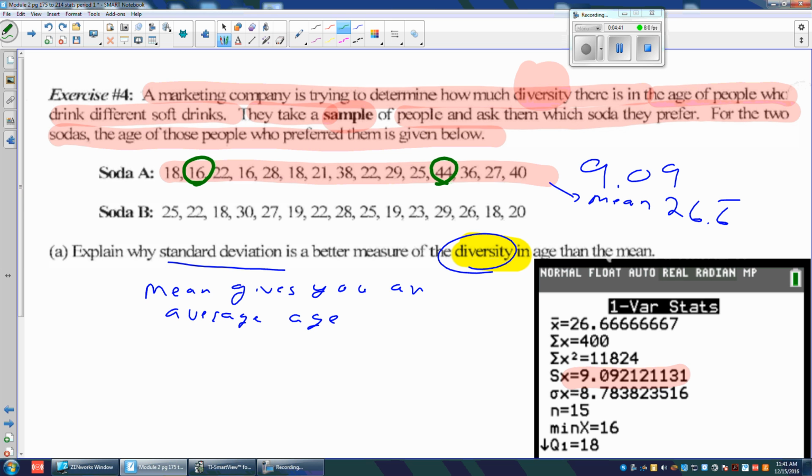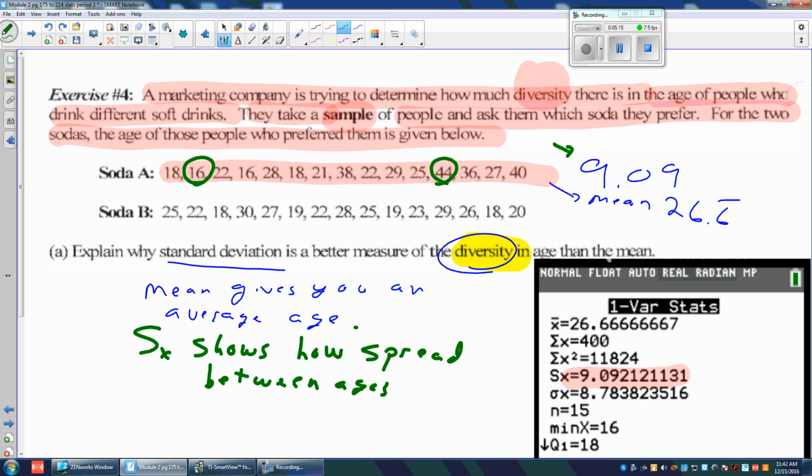So there's a wide variety of ages. The standard deviation shows you how varied, how diverse, how different the ages are, how wide it is spread. That's pretty good. The spread between the ages, or the distance. Okay, so that's why standard deviation is good.